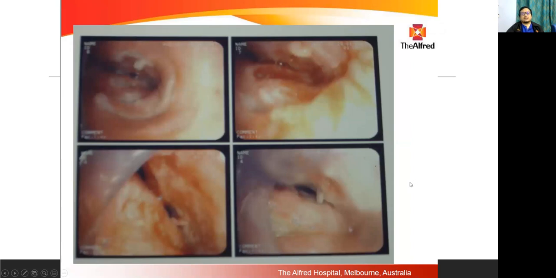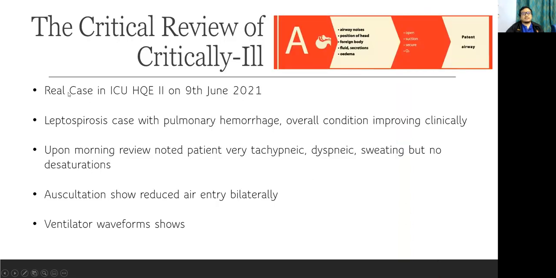Okay, this is based on the talk that I attended 3 years ago. So I had a case in my ICU on 9 June 2021, just in time for me to show you a real life example. This was a case of leptospirosis with pulmonary hemorrhage. At that time, the overall condition was improving clinically. Upon morning review, we noted that the patient was very tachypneic, dyspneic, sweating, but no desaturation. Mind you, the patient had already woken up alert and suddenly had this episode of very severe respiratory distress.